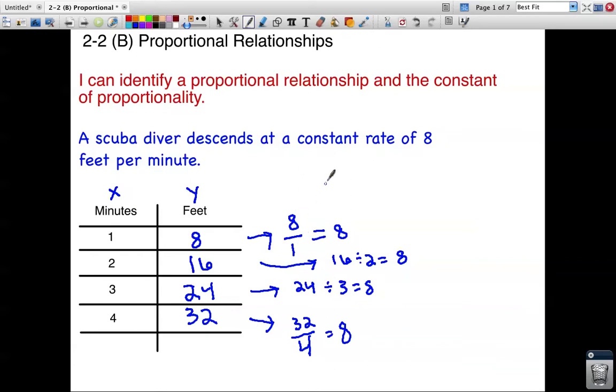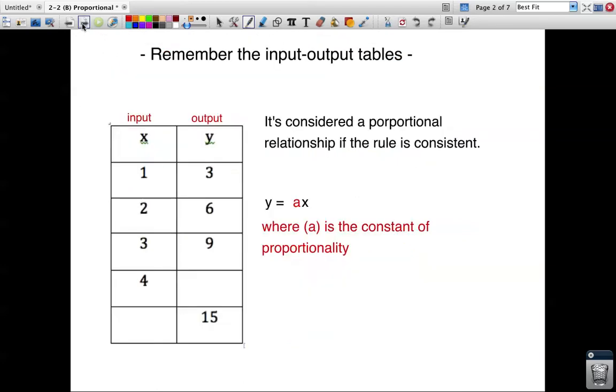Because these are all using the same exact rule, they all share the same proportionality. What that means is that the constant of proportionality would be 8. That would be my constant of proportionality, because what I'm doing is taking X and multiplying it by 8, by my constant of proportionality, to figure out what Y is. Because that holds true for every single one of these values, this is a proportional relationship. So let's look at another problem though.